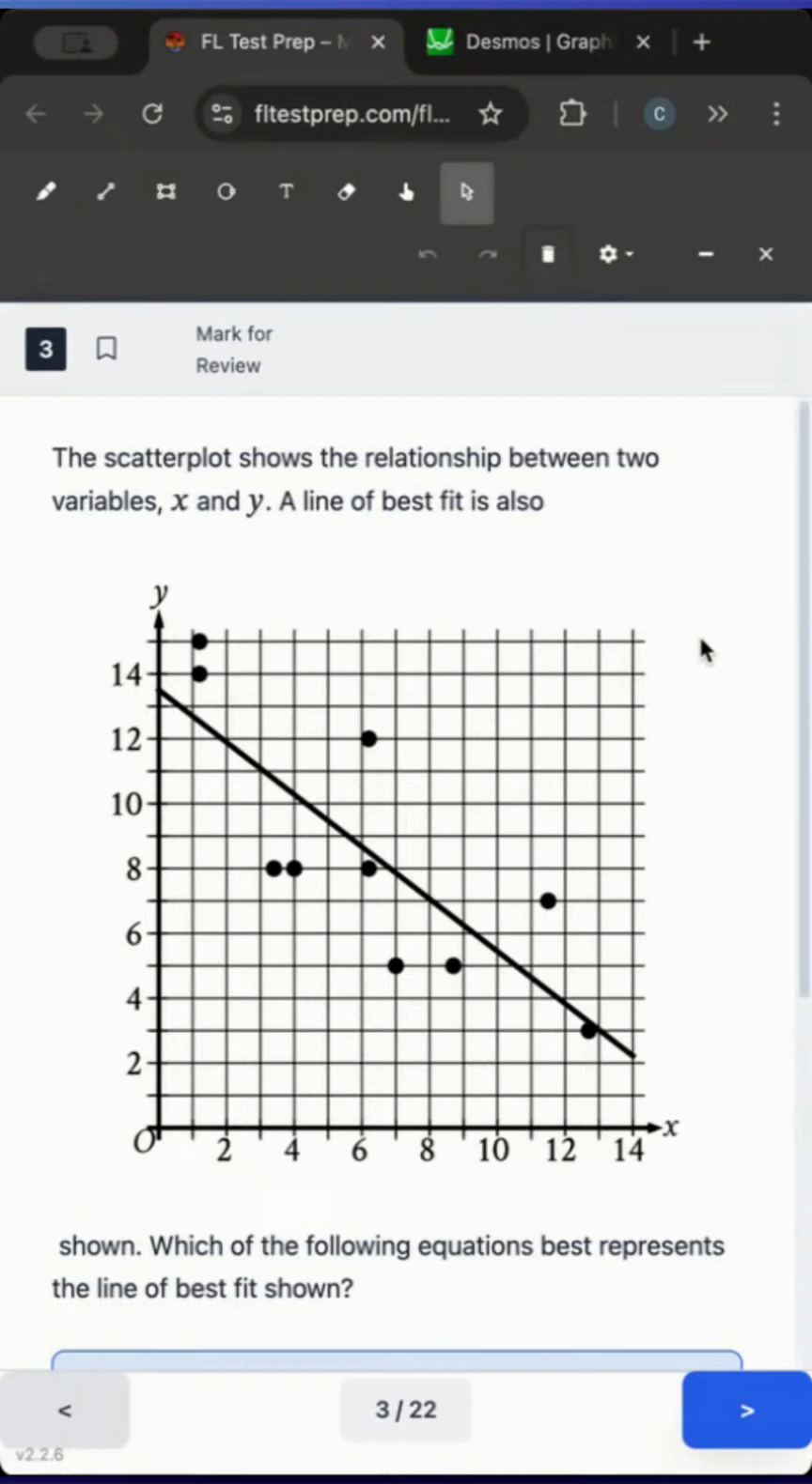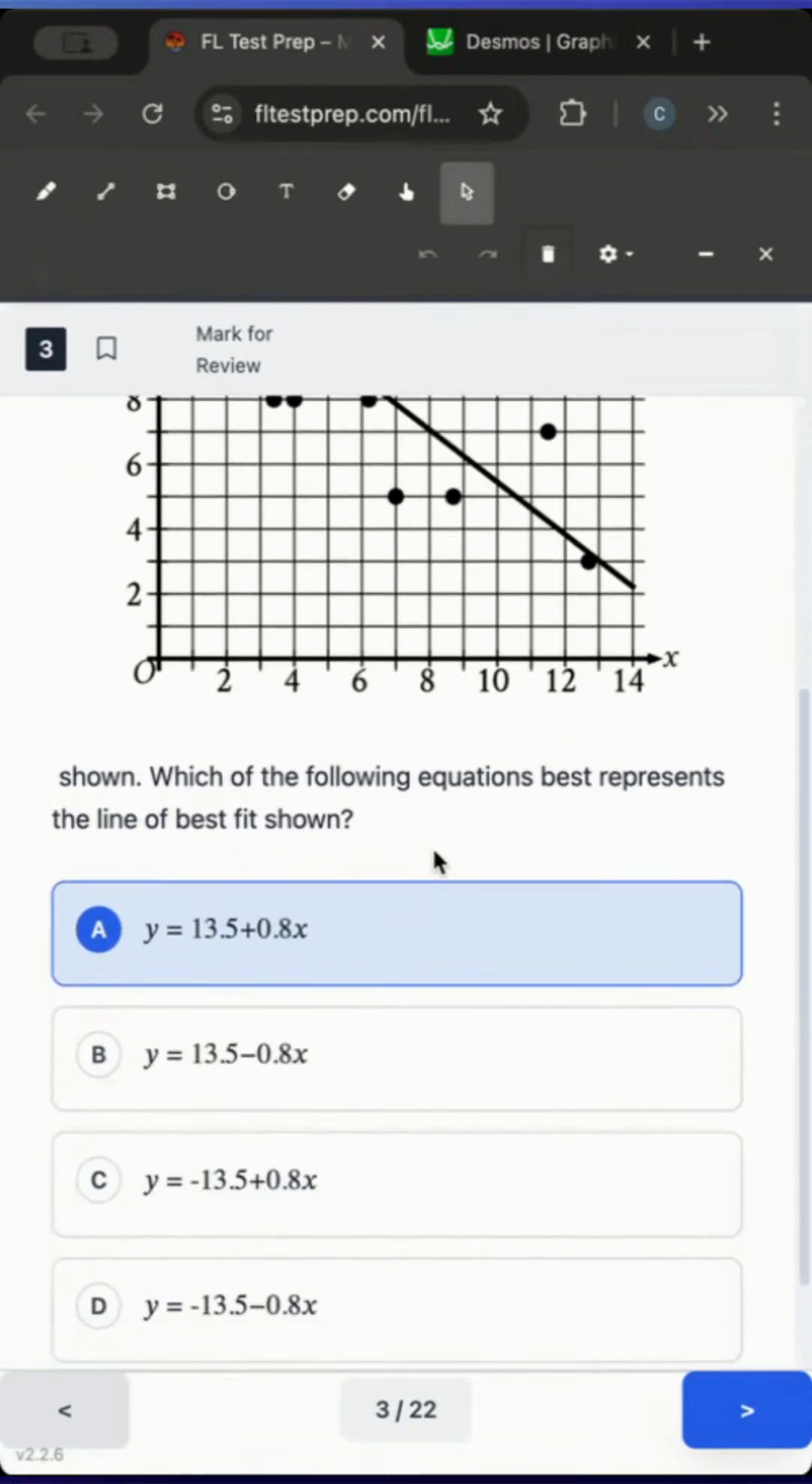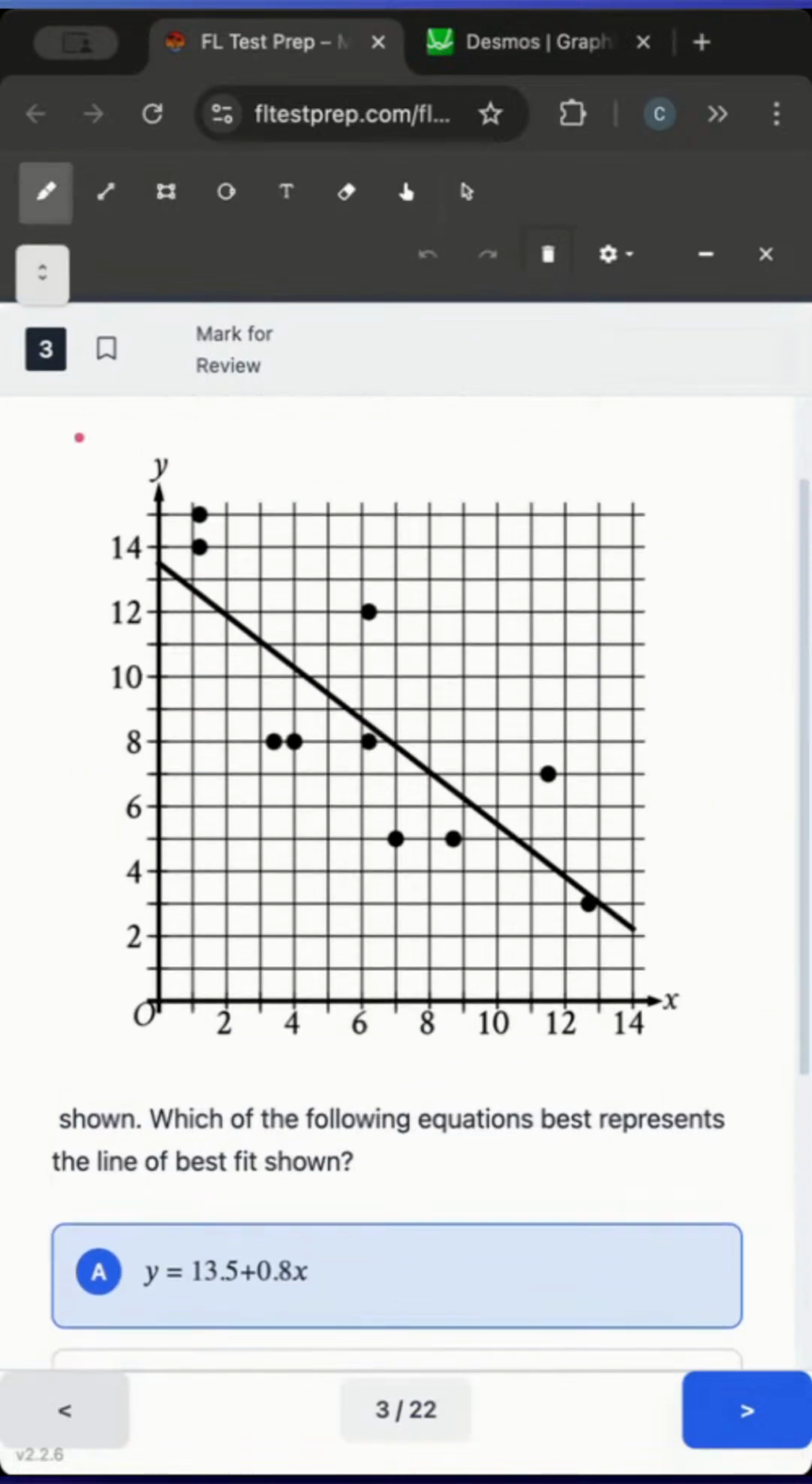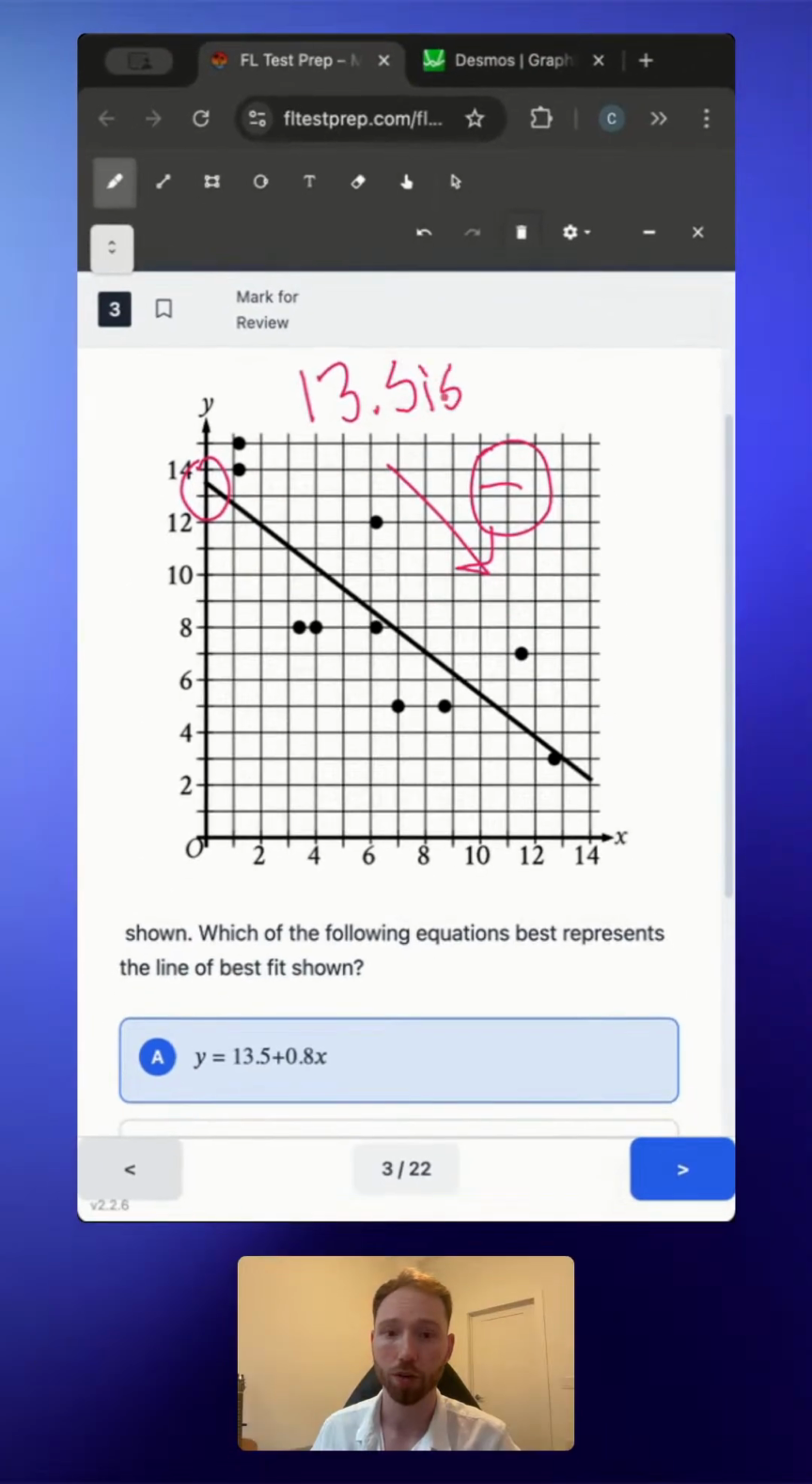Ooh, can you solve this tough linear SAT problem? A scatterplot shows the relationship between two variables x and y, and the line of best fit is also shown. Which of the following equations best represents the line of best fit shown? You can actually solve this question really fast by looking at key markers of a line. One of them being slope, so we know we have a negative slope. And the other one being our y-intercept, and we know our y-intercept is going to be 13.5-ish.